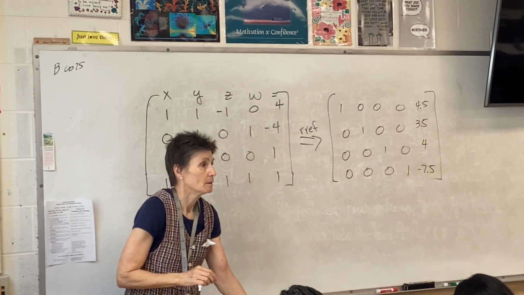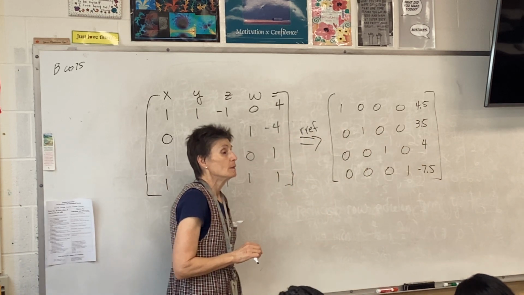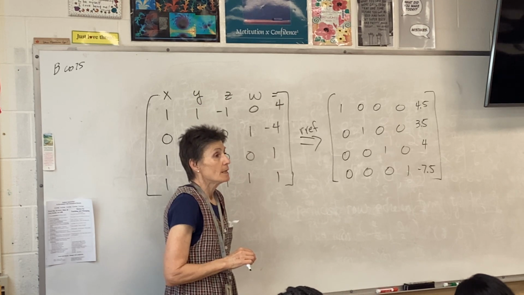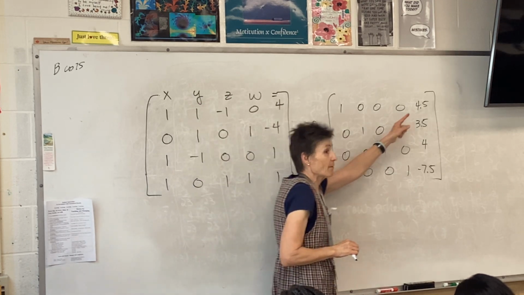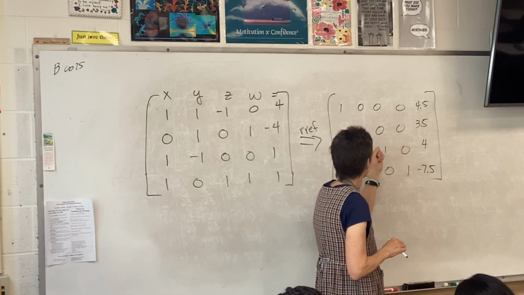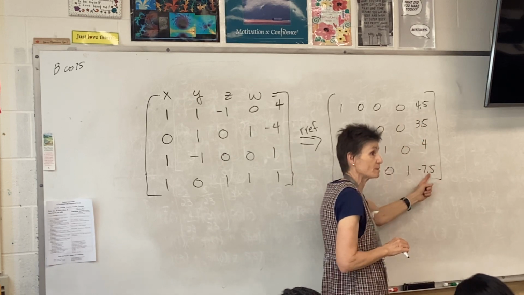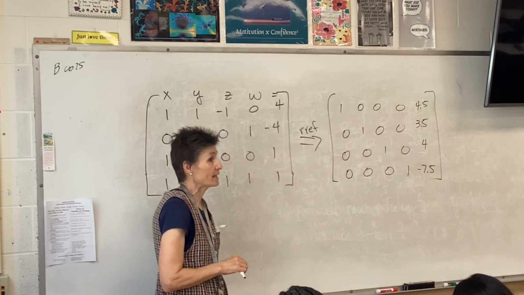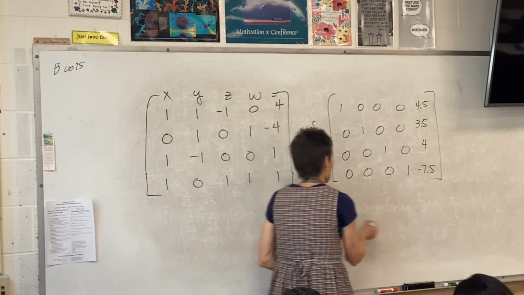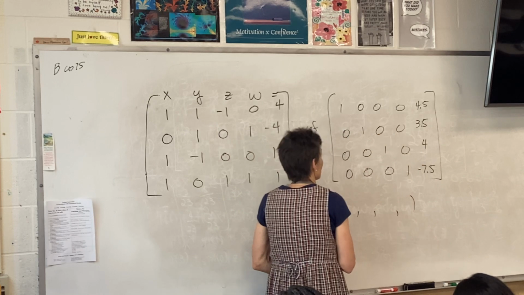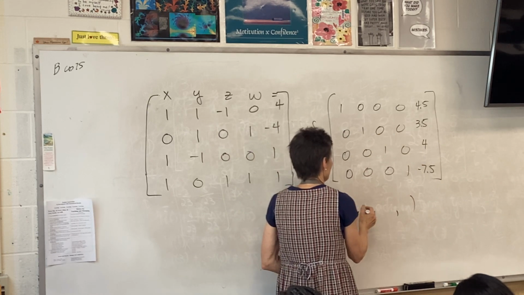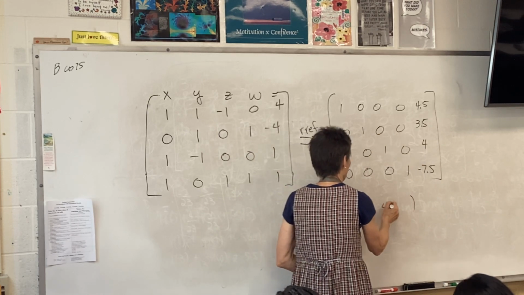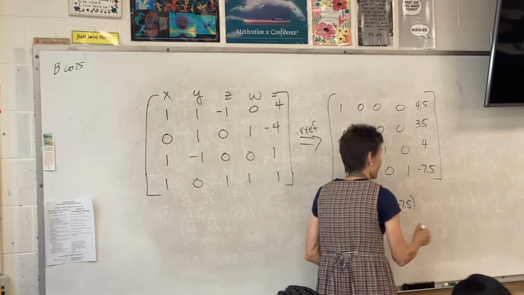Is it always going to be in order? Like, X is this, Y is this, Z is this, and W is this? No, it's going to be exactly the order that you put it in as. So, my answer is 4.5, 3.5, 4, and -7.5.